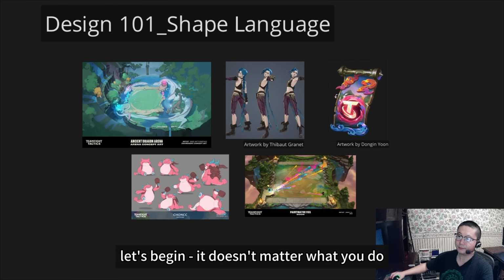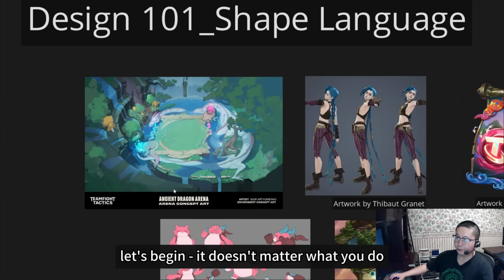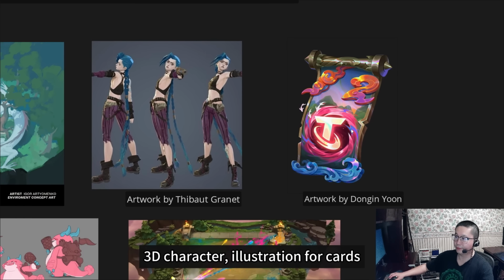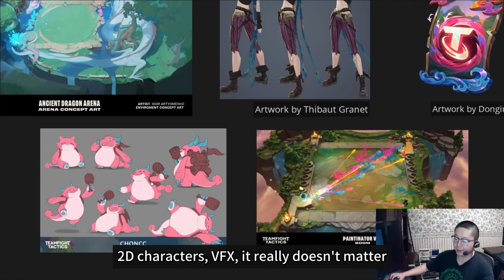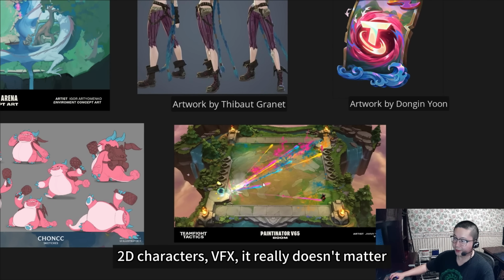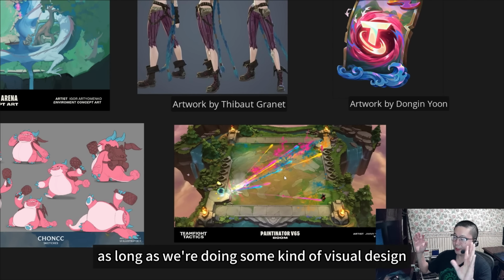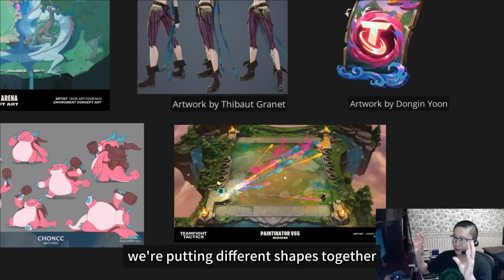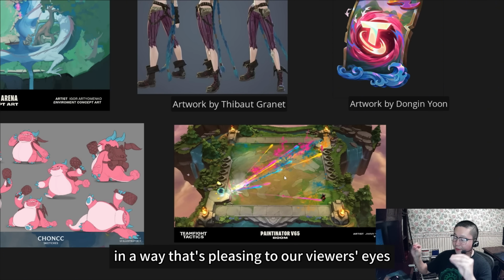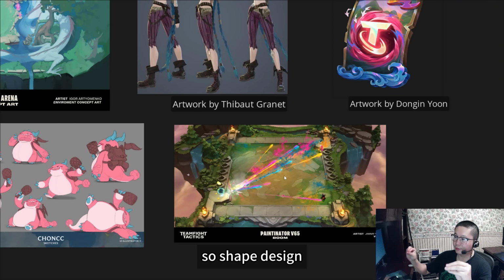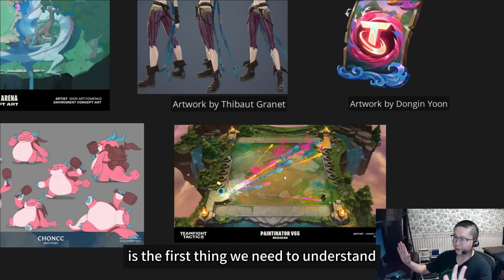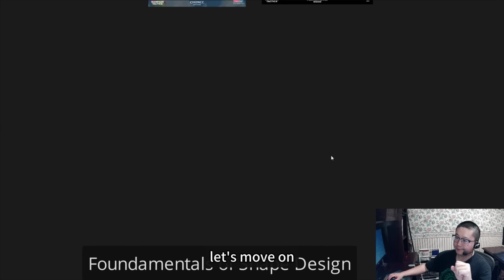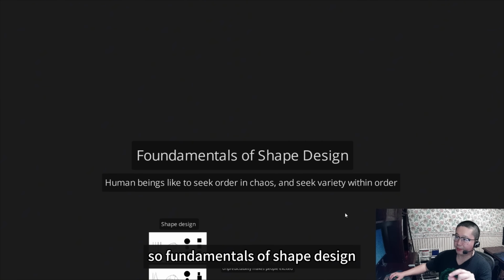Let's begin. It doesn't matter what you do, 2D environment, 3D character, illustration for cards, or 2D characters, VFX, it really doesn't matter. As long as we're doing some kind of visual design, essentially we're designing shapes. We're putting different shapes together in a way that's pleasing to our viewer's eyes. So shape design is the first thing we need to understand as designers or artists. Let's move on. So, fundamentals of shape design.